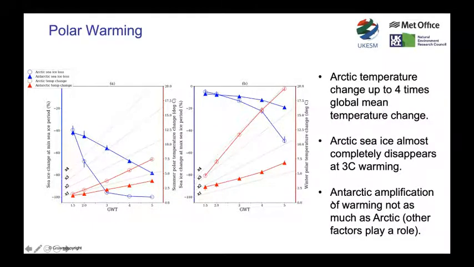We do see something similar in the Antarctic, but not to that extent. But that also has other reasons because the Antarctic has sea ice surrounding a landmass and so on. So this is just an illustration of the kind of changes.